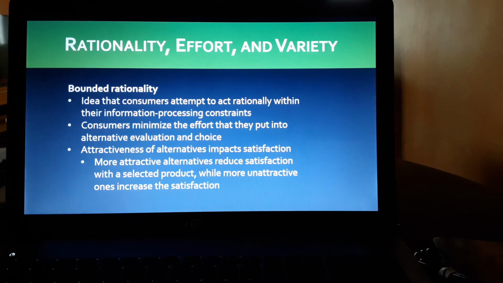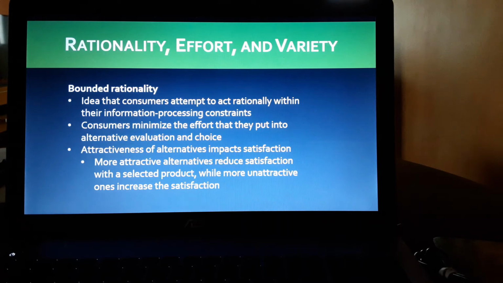So it's hard to act completely rationally about things. And we try, and consumers, generally speaking, don't want to spend a lot of time looking at different types of alternatives, so you try to minimize that. That's kind of in conflict with being rational, because if you were too super rational, you would spend a lot of time researching that kind of thing.